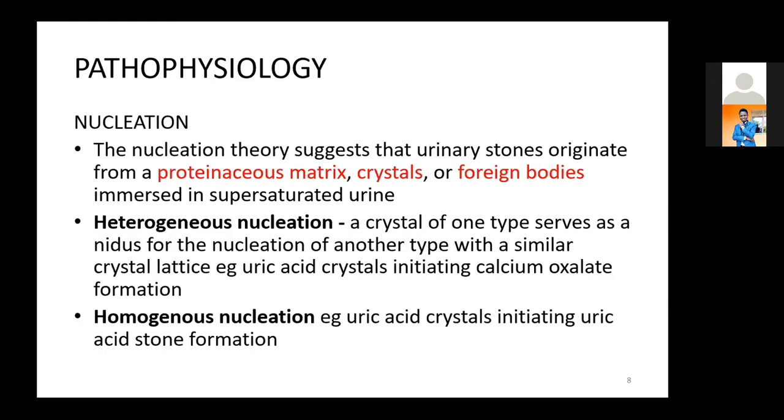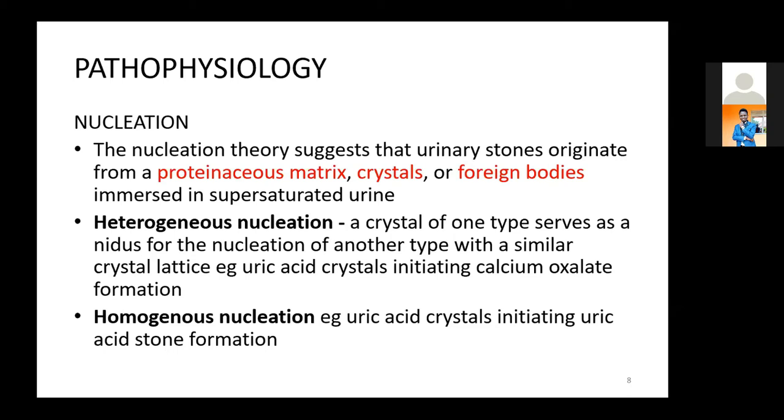Now, on nucleation, the nucleation theory suggests that urinary stones originate from a proteinous matrix, crystals, or foreign bodies like a catheter. And when these are immersed in a supersaturated urine, then you may have stones forming. So there are two concepts. One of them is the heterogeneous nucleation, and the other is the homogeneous nucleation.